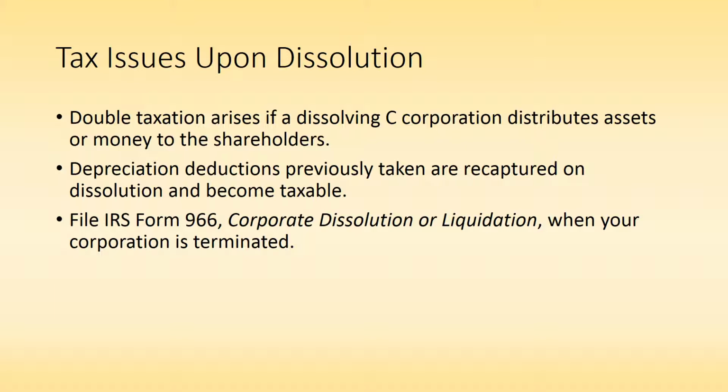Here is a tax planning idea. Consider switching to S corporation status on your way out. One way around any double taxation problems on liquidation may be for a dissolving C corporation to elect S corporation status before it liquidates. File IRS Form 966, Corporate Dissolution or Liquidation, when your corporation is terminated.